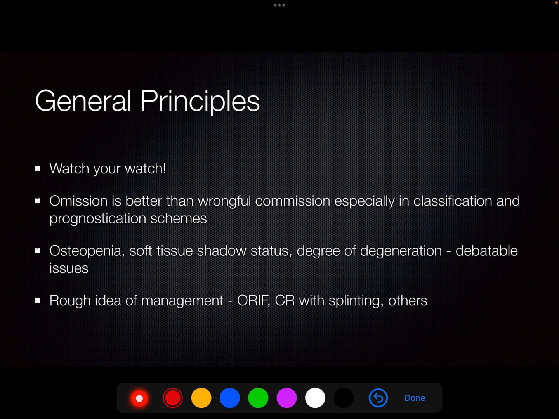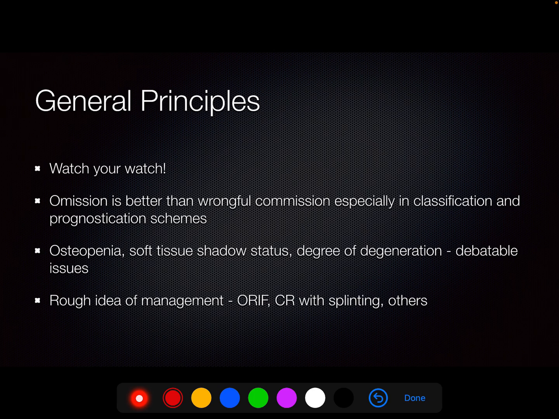So, the general principles about X-ray reading, of course, we will get into these in detail in the subsequent sessions. The first one is to watch your watch, which means that all of this has to run on a time frame. The X-ray table in orthopedics is not allotted a lot of time, and therefore it is like a hot seat scenario where you have a short amount of time to gain those many marks. In case you are not sure of a particular classification or a particular intricate detail, always remember that omission is better than wrongful commission.